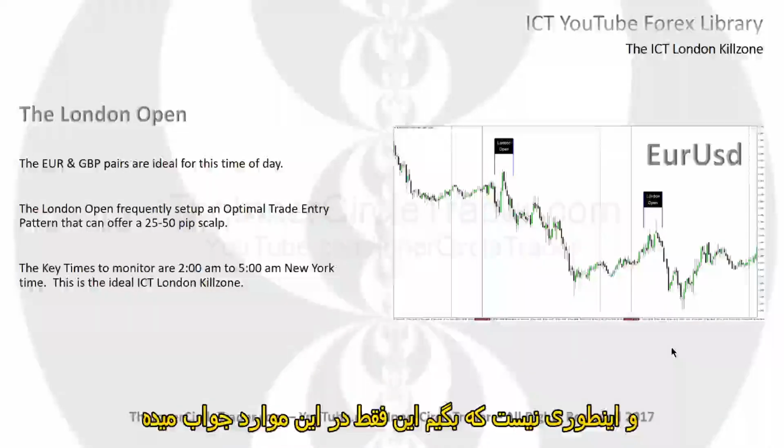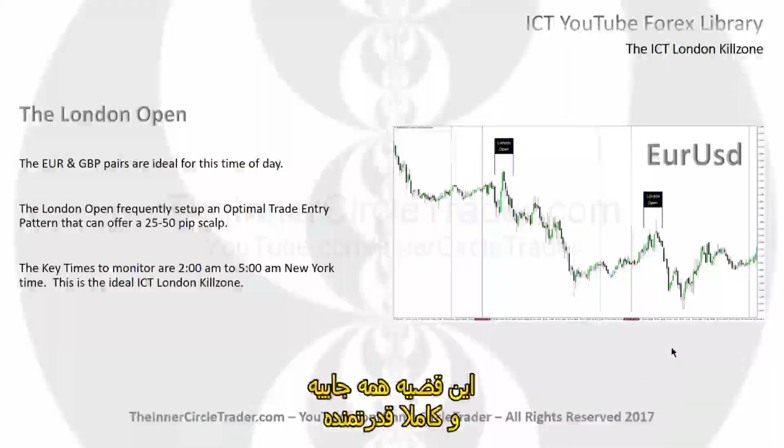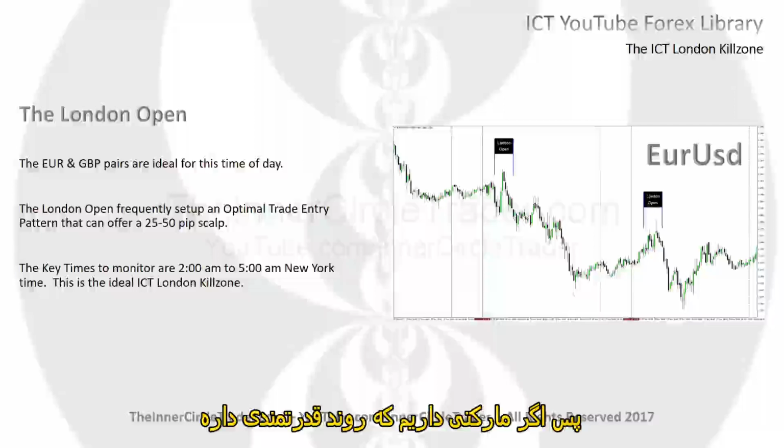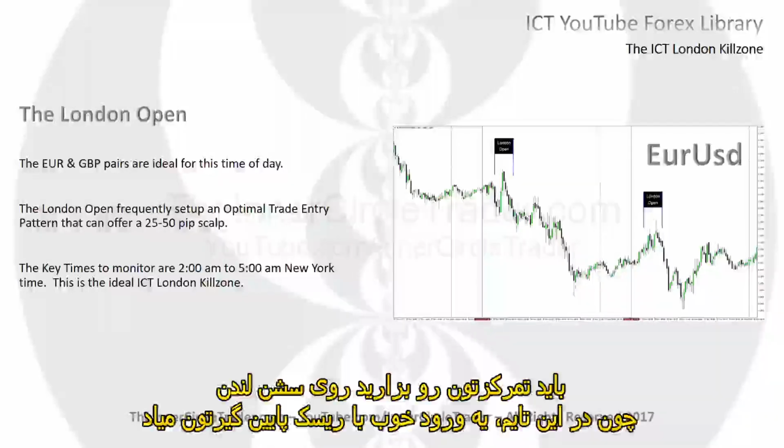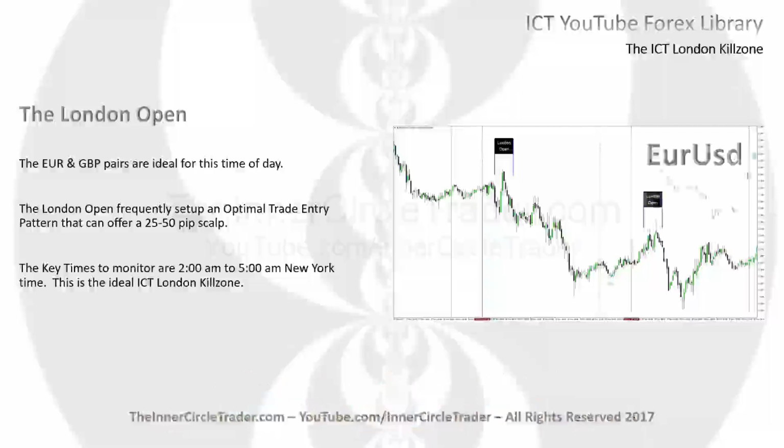So it's not that we have an asset class that it can only function in with this type of trading or this type of price action. It's completely universal, and that's pretty powerful. Now, if we have a market that is, let's say, in a strong trending environment, you want to be really focusing in on London because London will give you the highest probability of a low risk entry price point.